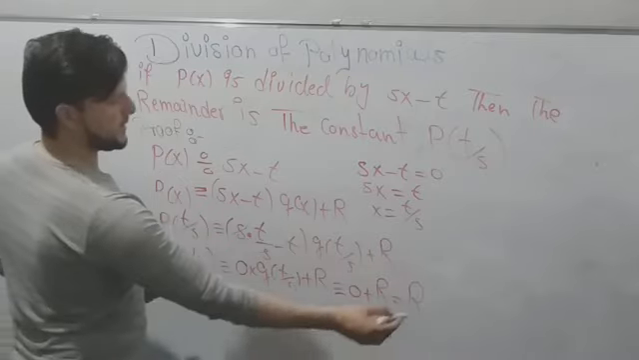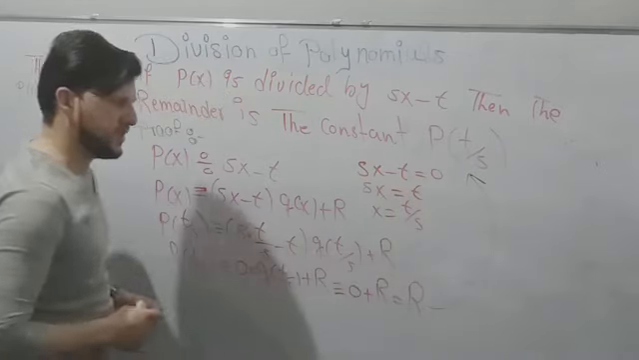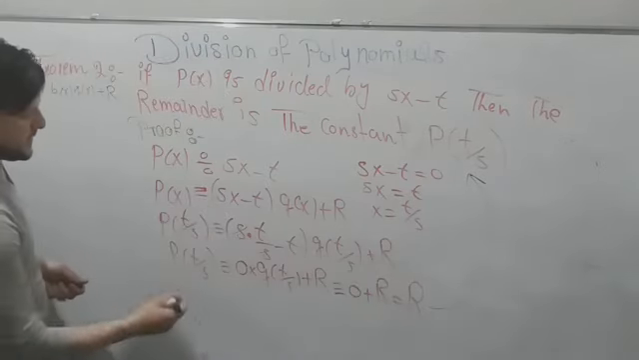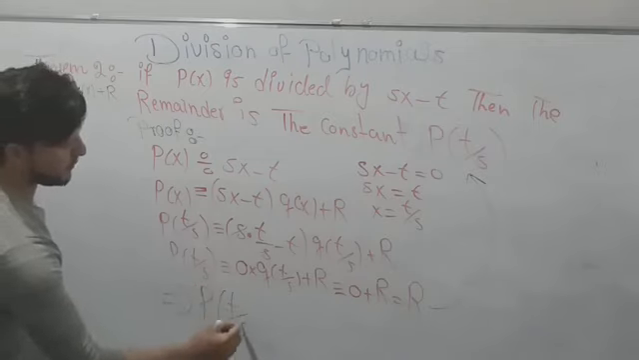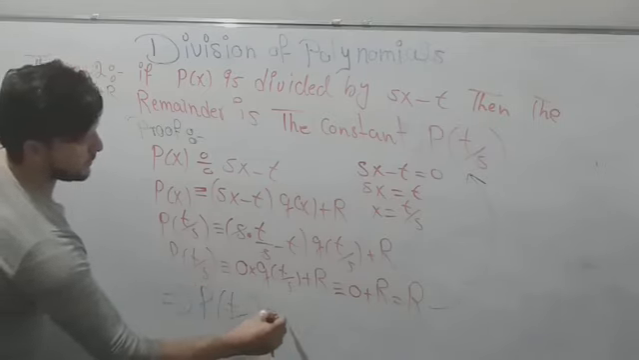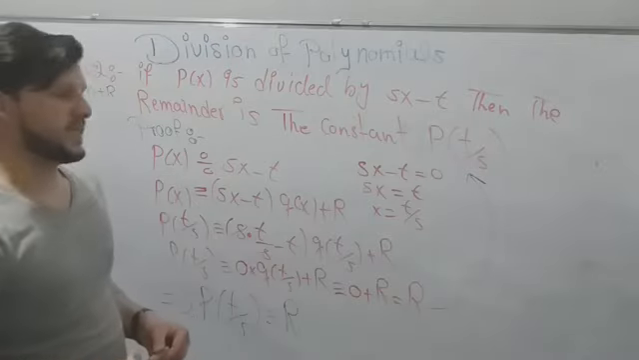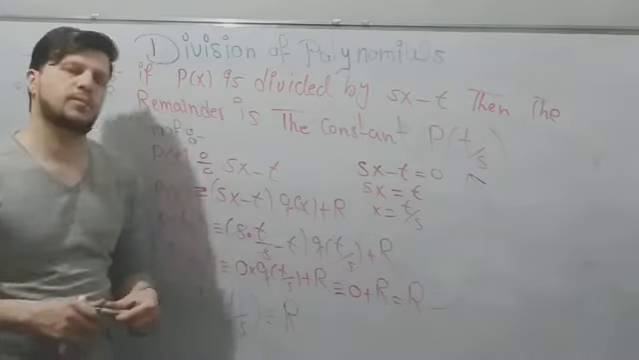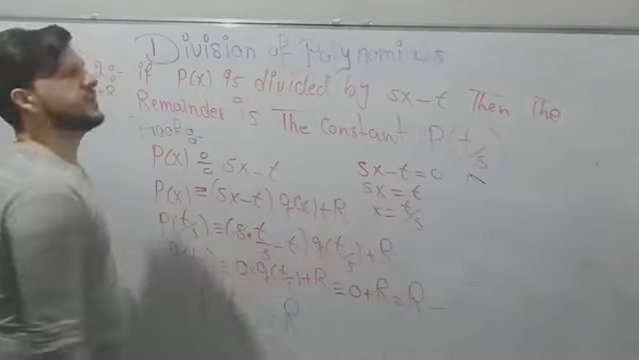That was the case for r, the constant p(t/s). So you can write p(t/s) is equal to r. And this is the case for the second theorem of division in polynomials. And let's have one example for this theorem as well.